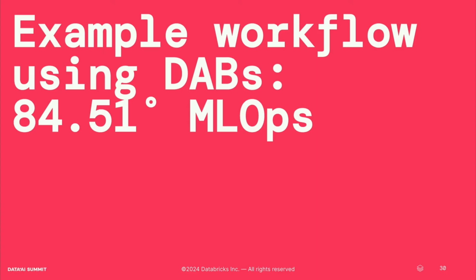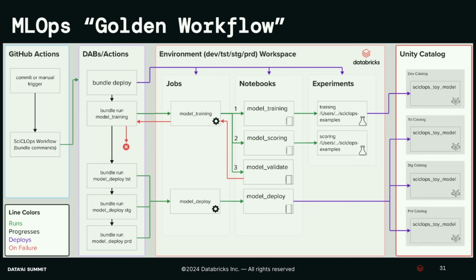So I'm actually going to gloss over this section really quick because we are running low on time, but this is just a brief example of how we've used DABs in an actual workflow. So you can see in GitHub Actions, we make a commit, or we can manually trigger our workflow, and a bundle deploy is then kicked off. And I should have mentioned, this is an MLOps workflow, by the way. And the bundle deploy is creating those jobs for both training and model deployment or promotion in Databricks.